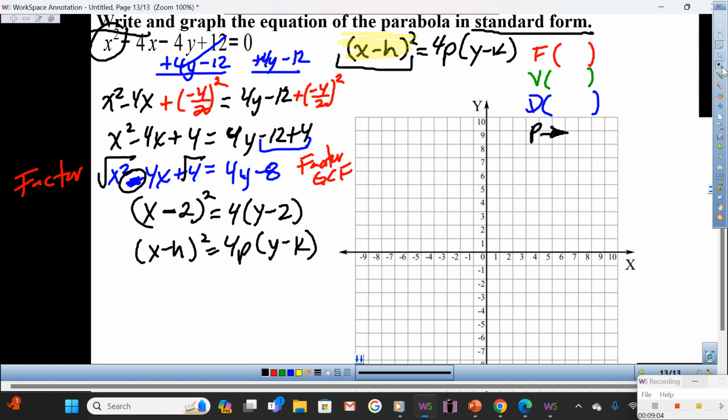So, look up to the screen. What do we know about the vertex? Well, Mr. Q, the vertex, I know that is always h and k. That's what goes here. So, let's go to our equation. Tell your neighbor what the vertex is according to the equation we came up with.